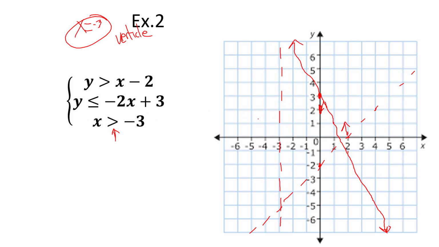Well, what's greater? Greater is talking about this number line if we're talking about just x values. So everything to the right of it. And now notice that we end up with what appears to be a triangular shape that gets shaded in right there.